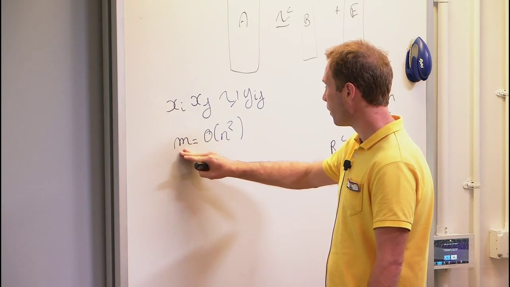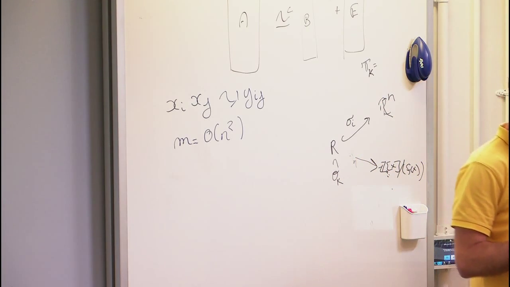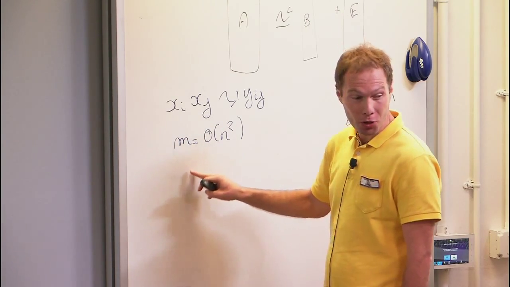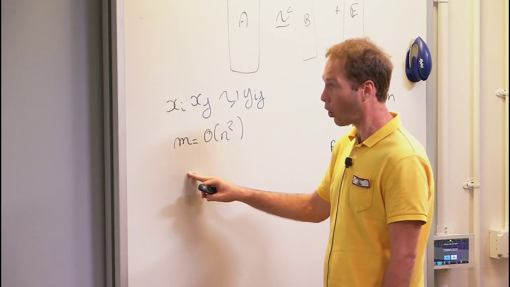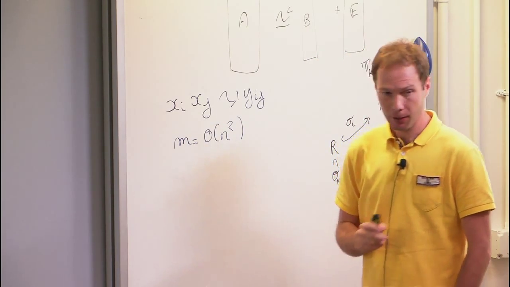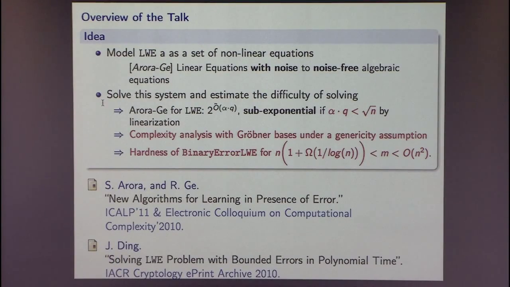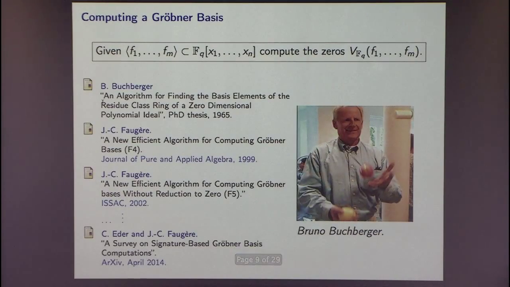And so if you have less than this number of samples, this number of equations, then you cannot do linearization. And so you have to compute a Gröbner basis. Okay? So I will give you a few elements on the complexity of computing Gröbner basis. I guess you are maybe not very familiar, so I will introduce quickly Gröbner basis and the complexity.